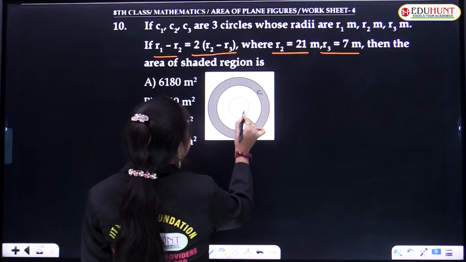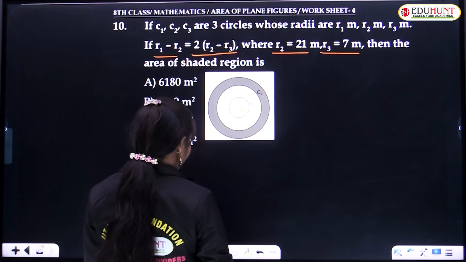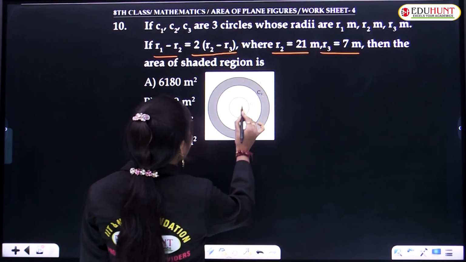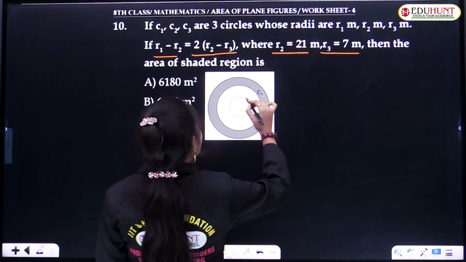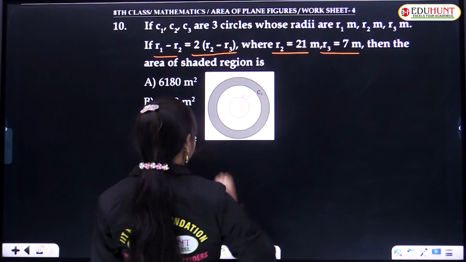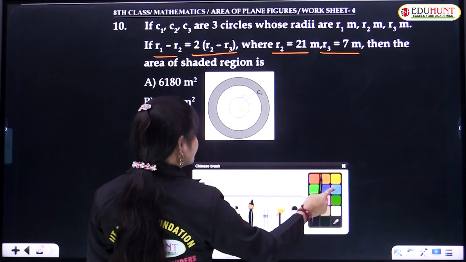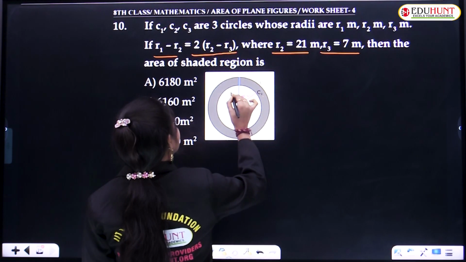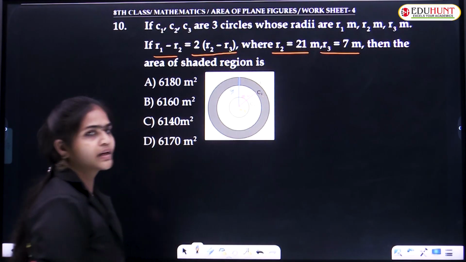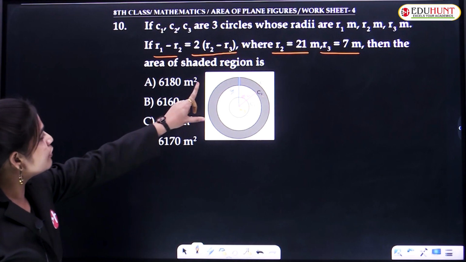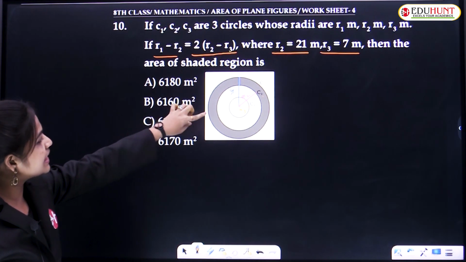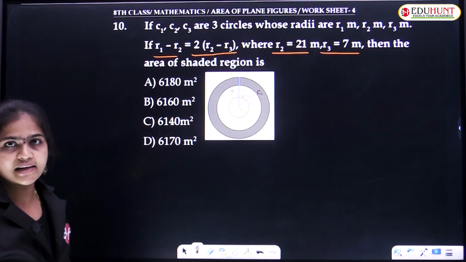This is R3. Okay, and this is R2, and this is R1. Clear ma? R1 is the radius of the outer circle, R2 is the radius of the second inside circle, R3 is the radius of the third inside circle.